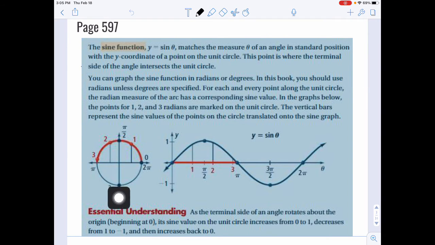So here we've got the unit circle with the points 1, 2, and 3 marked on them, and here we have the sine graph with the points 1, 2, and 3 marked as well. As the terminal side of an angle rotates about the origin beginning at 0, its sine value on the unit circle increases from 0 to 1, decreases from 1 to -1, and then increases back to 0.